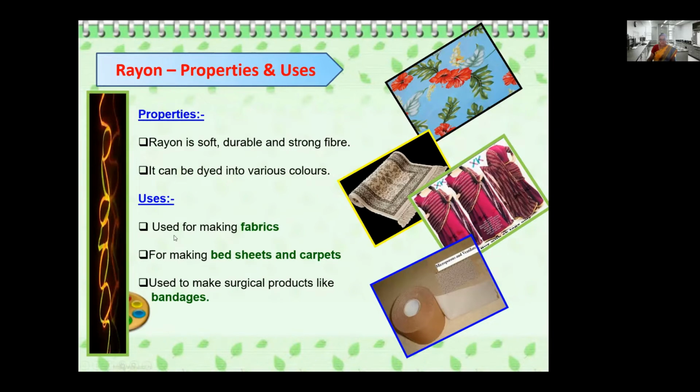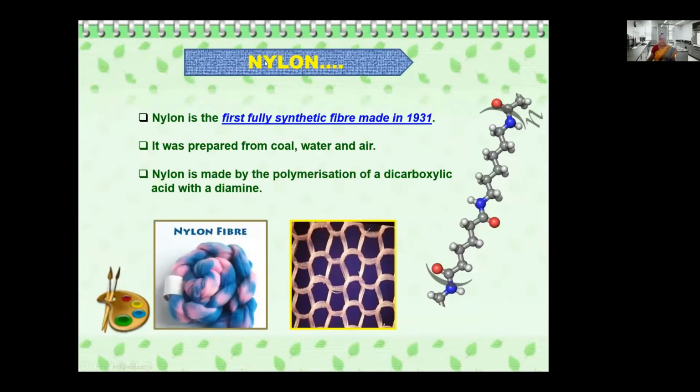It is used for making fabrics, bed sheets and carpets, and to make surgical products like bandages. Next, nylon. Nylon is the first fully synthetic fiber.